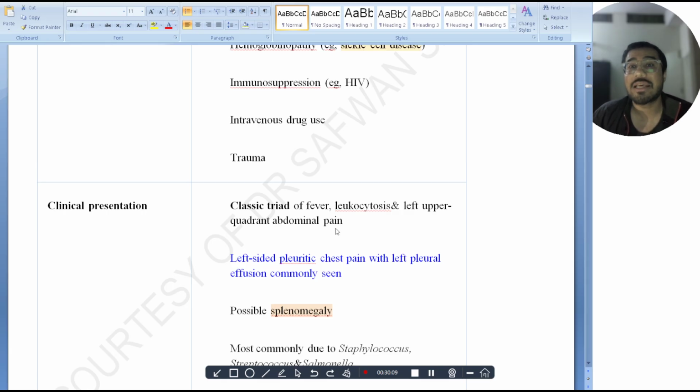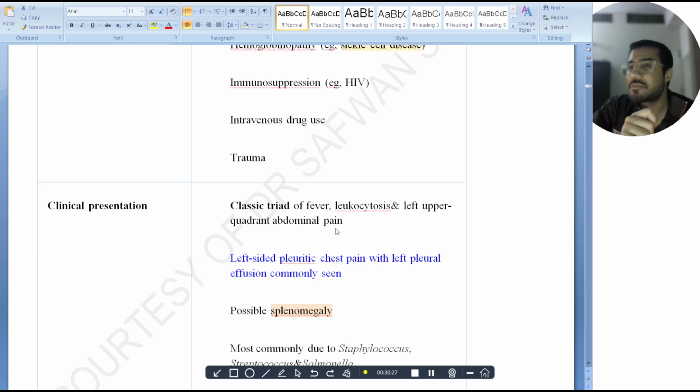And now the patient has left upper quadrant abdominal pain and fever. So what is the reason? It's simple. He had IE and the infection has now spread to the spleen, causing a splenic abscess. So the question is, what happens when a splenic abscess happens? What is the treatment for splenic abscess?